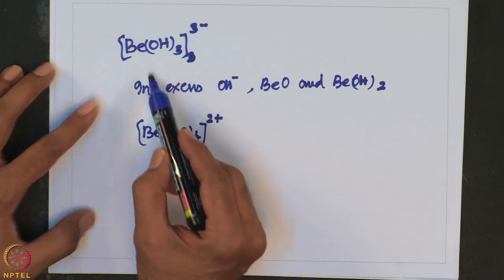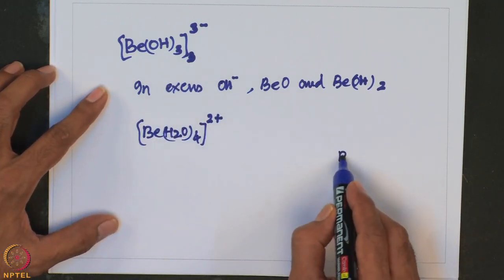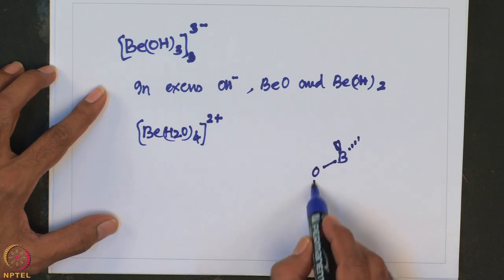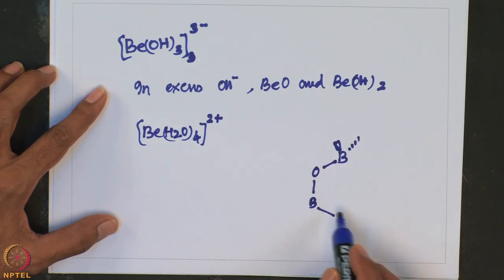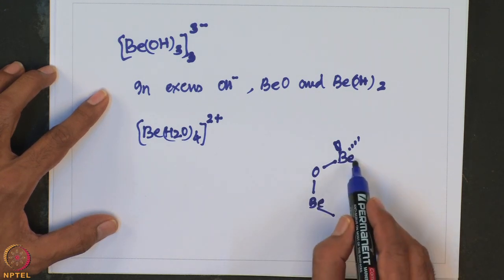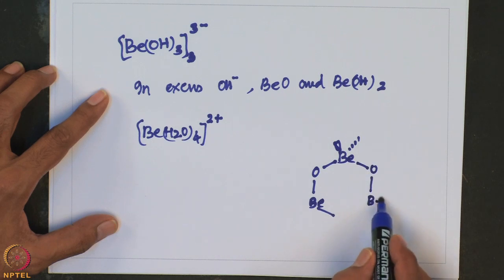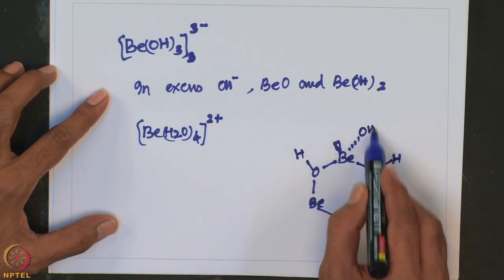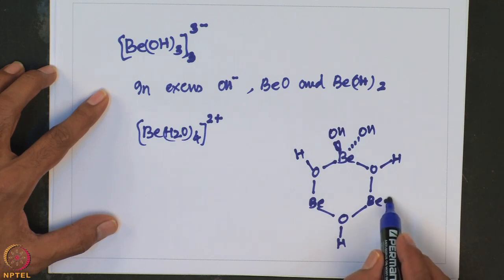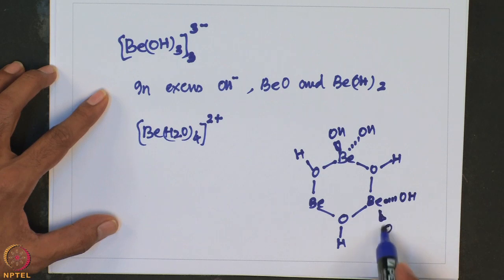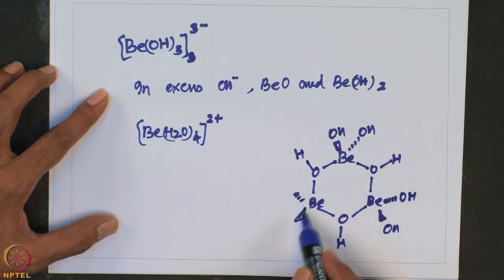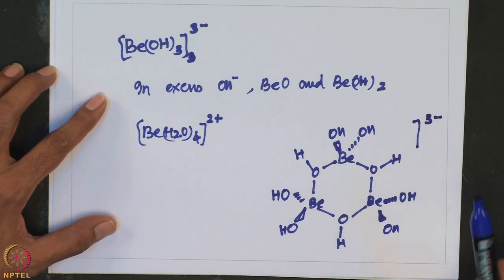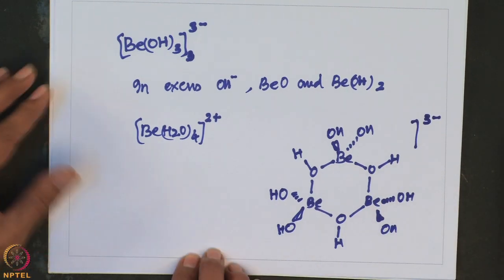So if you are curious to know the structure of this one, this has a cyclic structure. Let me write the structure before I conclude this talk. It has a 6-membered cyclic structure with alternate beryllium and oxygen atoms. So this is the structure of the cyclic beryllium hydroxide anion.